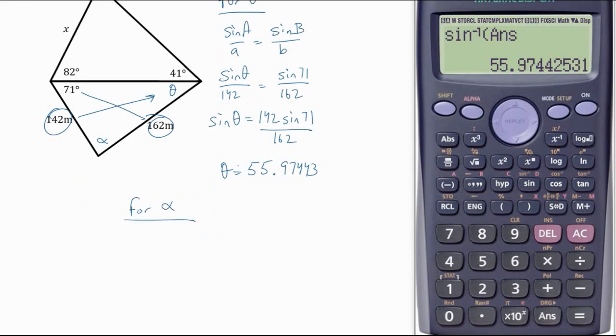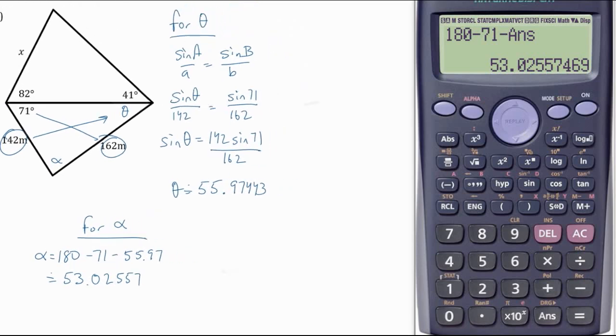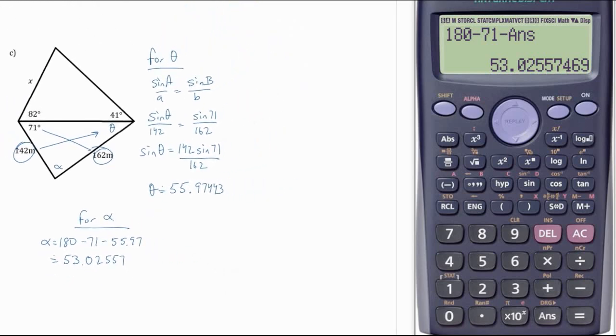For alpha, I'm just doing 180 minus 71 minus theta, which is that 55.97. But I'm going to do 180 minus 71 minus answer. So that is 53.02557.